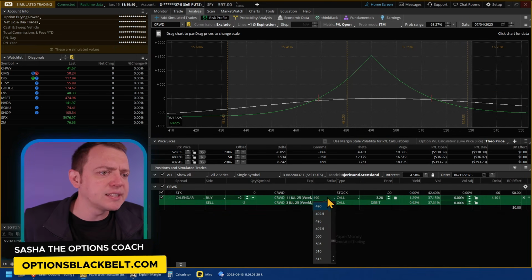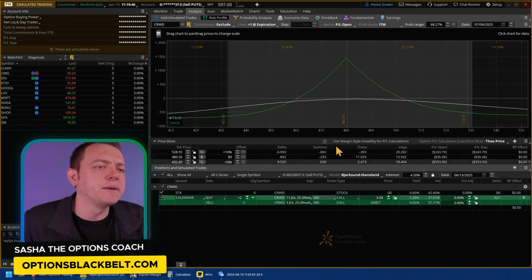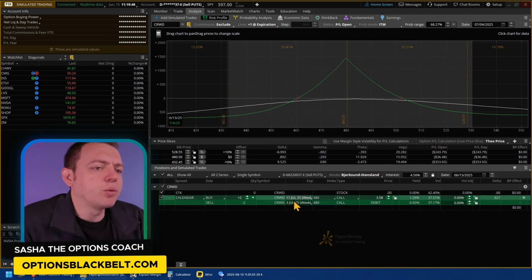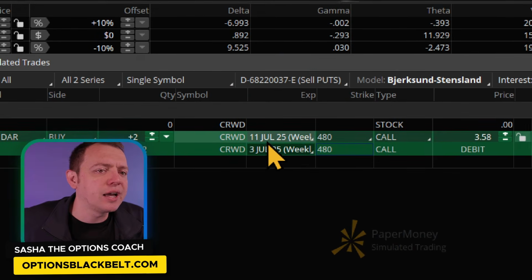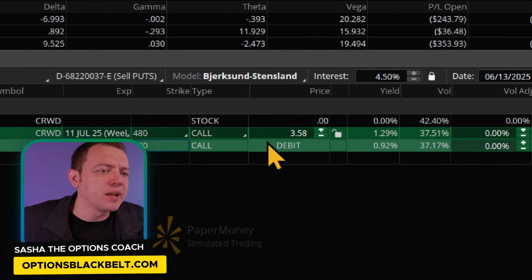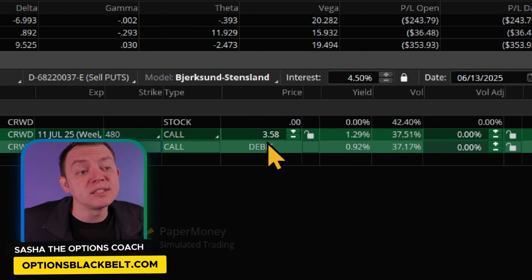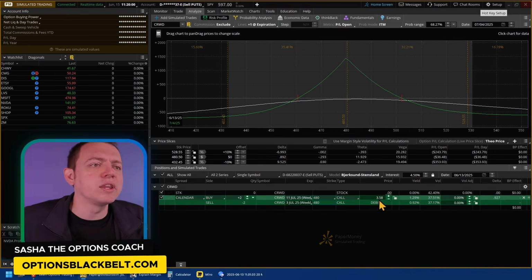So you can see this has a little bit of a non-directional feel right now. We're going to bring it back to maybe, how about 480? So this is kind of a typical calendar where we have the same exact strike, but different expirations. Okay, and we're paying about $358 a piece, so times 2. So that's kind of our cost for these calendars.